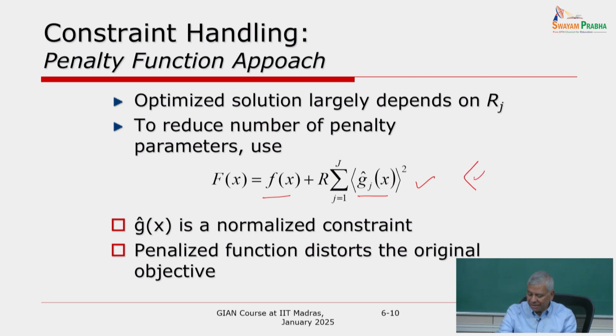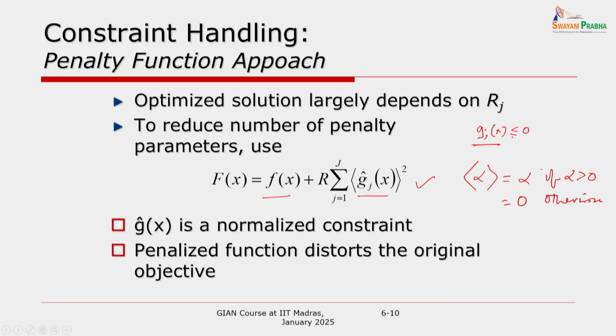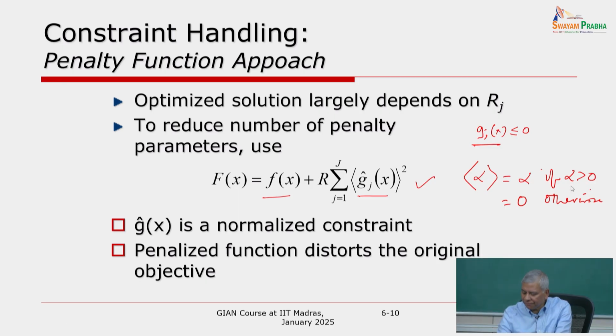What the bracket operator means is that it is equal to alpha if alpha is greater than 0, and equal to 0 otherwise. What does it mean? That means if my constraint says g(x) should be less than or equal to 0, that's my constraint. If any x satisfies this, it's feasible. So if this value is negative, you are fine, or 0, you are fine. If this is positive, that means if alpha is positive, then you should add a penalty equivalent to the value of g. So that's what this is.